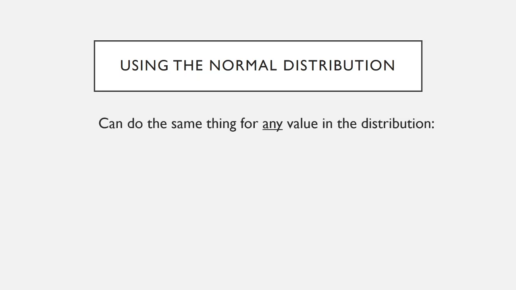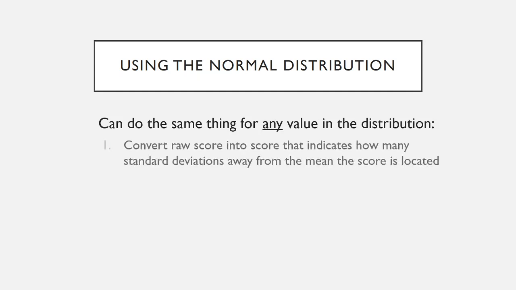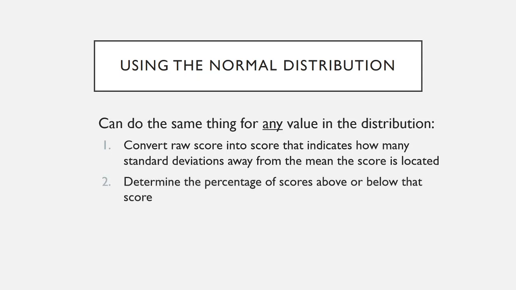You can do the same basic process for literally any value in the distribution. The basic process is going to work like this. You're going to convert the raw scores into standard deviation units. That tells you where that score is located relative to the mean, which side of the mean it's on, i.e. higher than the mean or lower than the mean, and the distance from the mean. From there, you can determine the percentage of scores above or below that spot. From there, you can answer a question about a percentile, meaning what percentage of scores are below a score. You can subtract that percentile from 100 to get the percent of scores above that score.